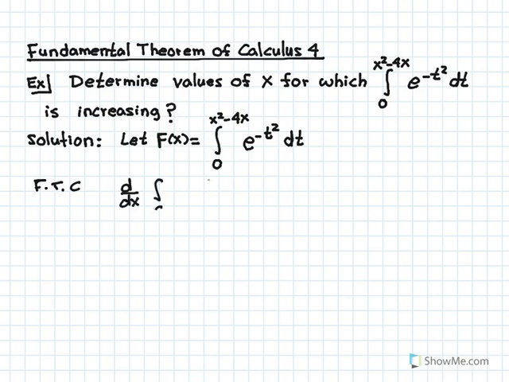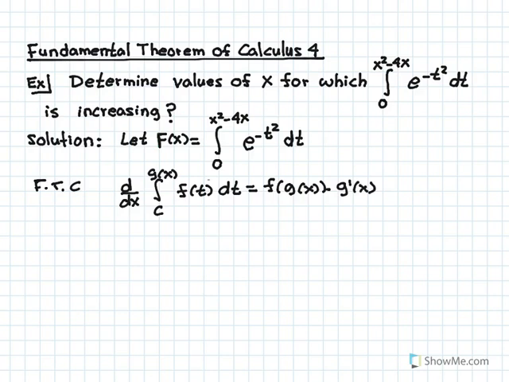Recall the fundamental theorem of calculus, FTC: d/dx of the integral from c to g of x, f of t dt. The derivative cancels the integral. The upper limit g of x gets substituted for t. So we get f of g of x. Don't forget to multiply by the derivative of the upper limit using the chain rule. That's g prime of x.